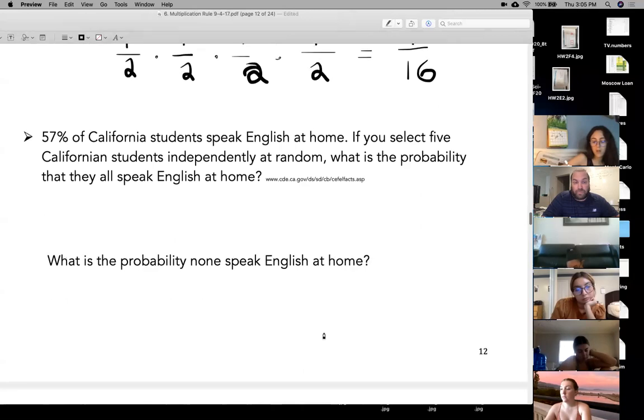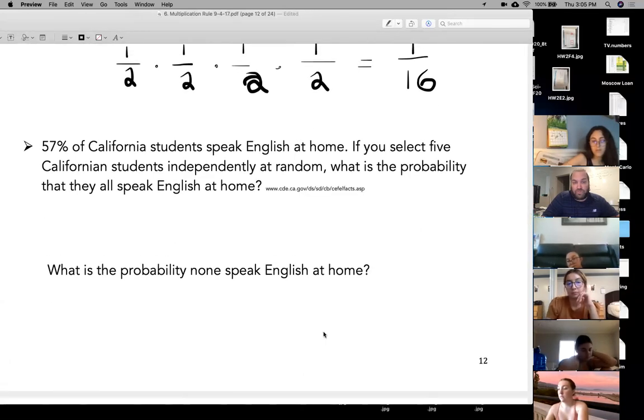Here's another one. If 57% of California students speak English at home, if you select 5 Californian students independently at random, what is the probability that they all speak English at home? Well, first, if you pick 5 at random, does any one of them speaking English have any effect on any of the other ones? No. If you pick 5 siblings, of course, it's very different. But they're at random, so chances are they're going to be all over the place.